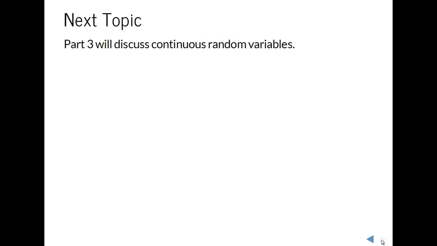This wraps up part 2 and our discussion of discrete random variables. In part 3, we will move on to continuous random variables.